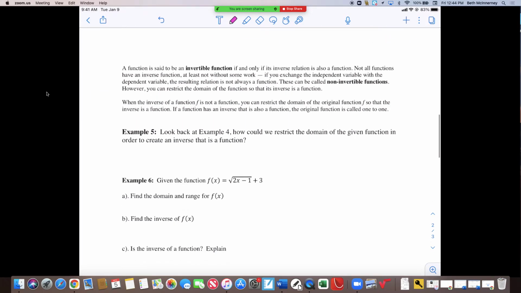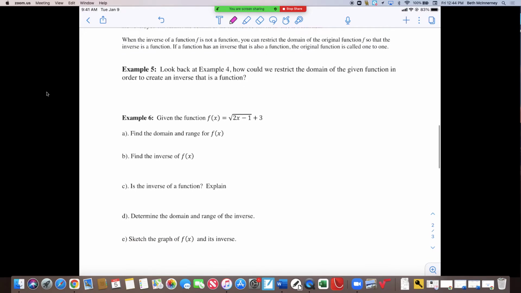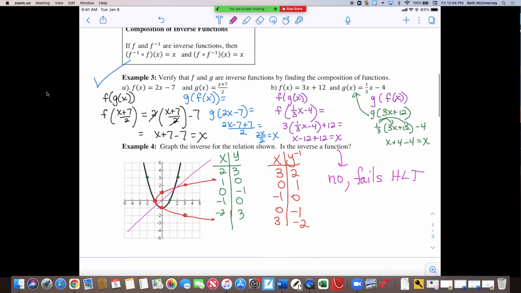When the inverse of a function is not a function, you can actually restrict the domain so that it would be a function. So I want you to look back at example 4 that we just did. Look at this black graph, the one that I have in black. How could I have chopped it so that it would have passed the horizontal line test? Can you think of a region where I could say, let's chop it right here and then it'll pass it?